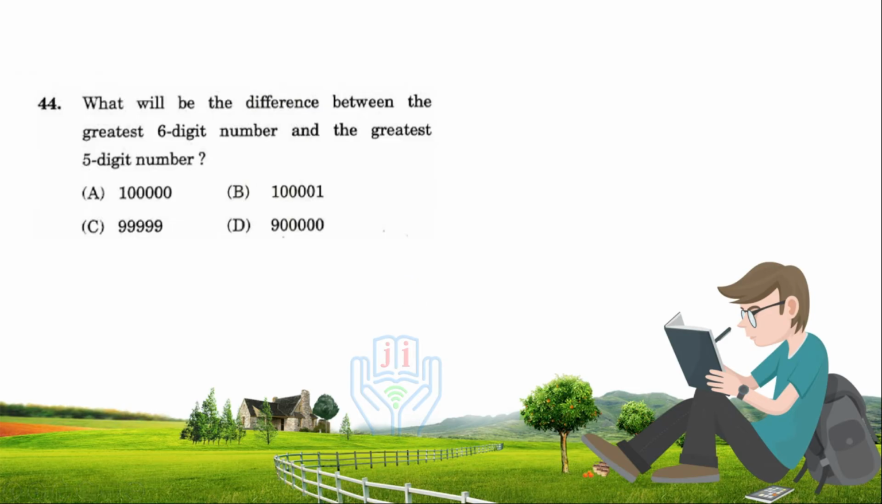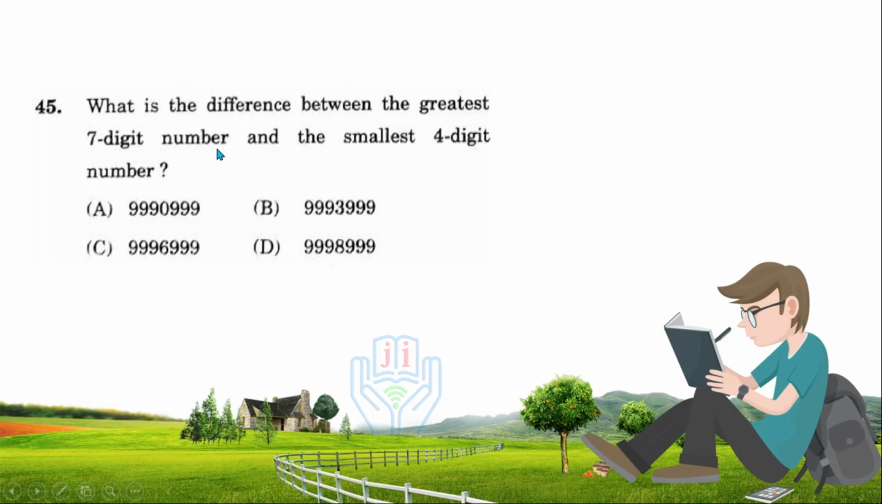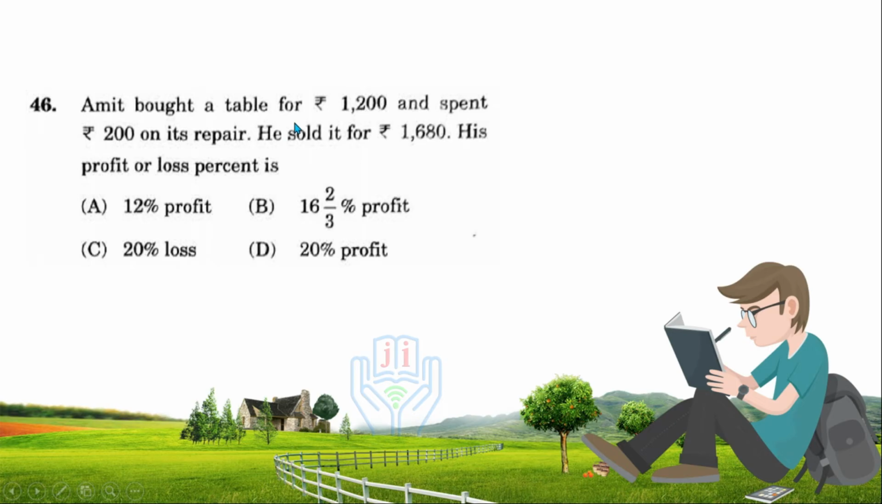Next question. What will be the difference between the greatest 6-digit number and the greatest 5-digit number? Answer D. What is the difference between the greatest 7-digit number and the smallest 4-digit number? If you know the answer, put the comment below. Answer will be D. Amit bought a table for 1200 rupees and spent 200 rupees on its repair. He sold it for 1680. His profit or loss percent is?